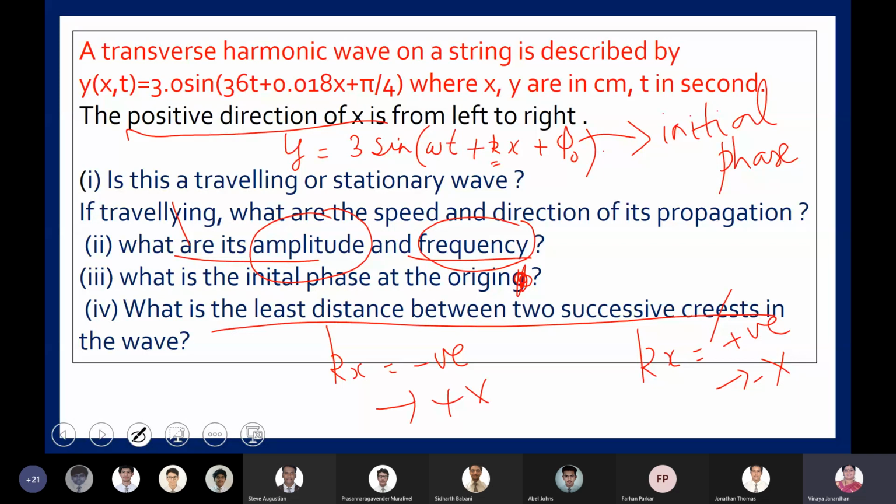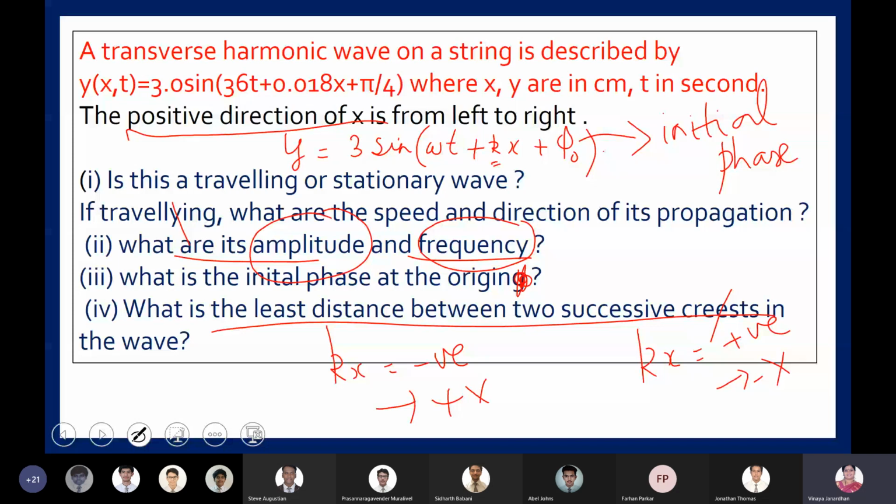Do it, boss, because if you want to check whether it is a transverse wave, I think so. If you can check your textbook, numerical 15.11, on transverse displacement of a string clamped.